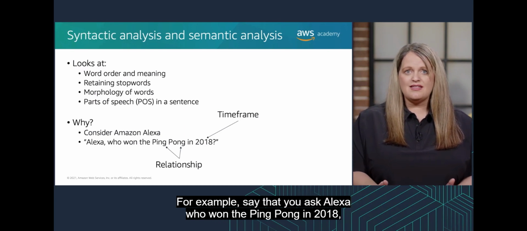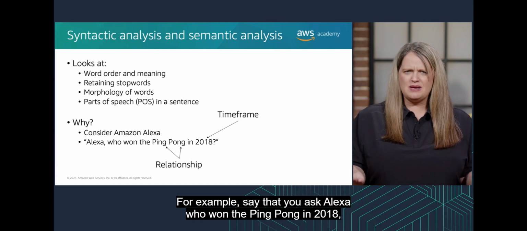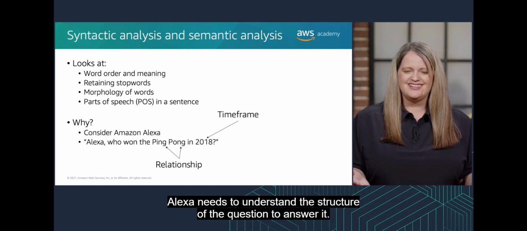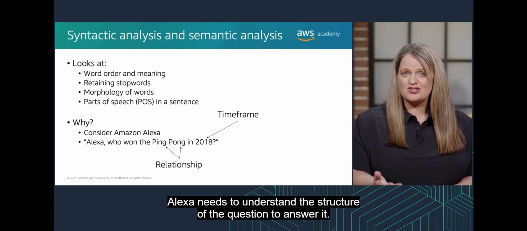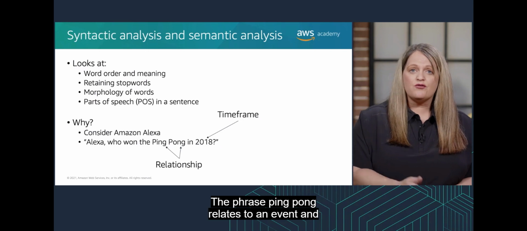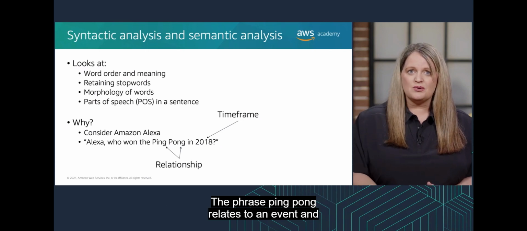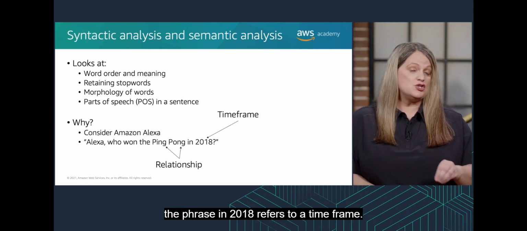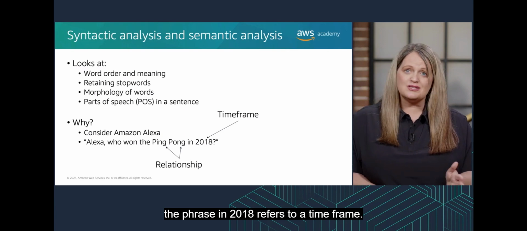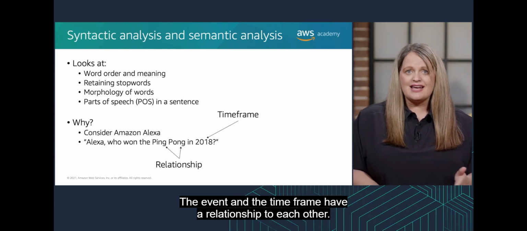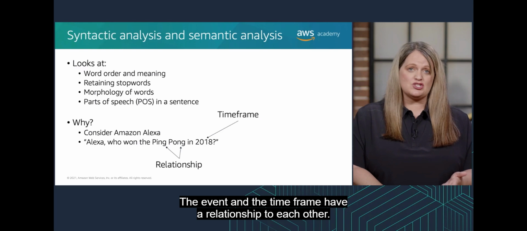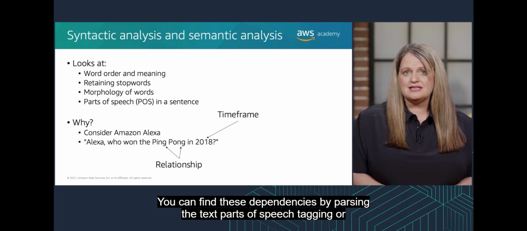For example, say that you ask Alexa, "Who won the ping pong in 2018?" Alexa needs to understand the structure of the question to answer it. The phrase ping pong relates to an event, and the phrase in 2018 refers to a time frame. The event and the time frame have a relationship to each other. You can find these dependencies by parsing the text.